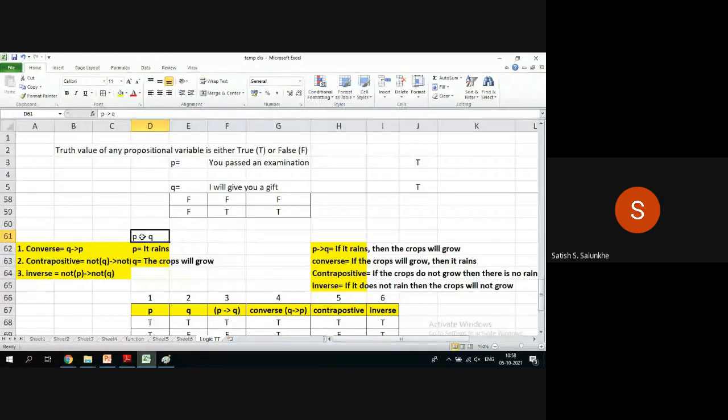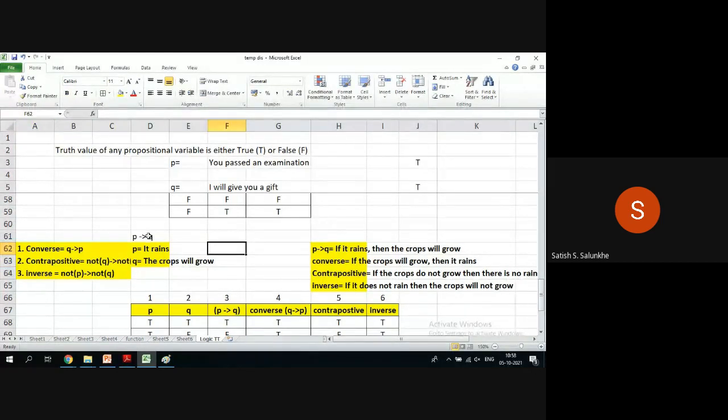Its converse is what? Q implies P. That is, the consequence becomes the antecedent, and the antecedent becomes the consequence. That is the converse. If I take its contrapositive, it will be what? Not of P and not of Q. That is what exactly we are writing here. So, P implies Q: its contrapositive is not of Q implies not of P. You can see not of Q implies not of P.